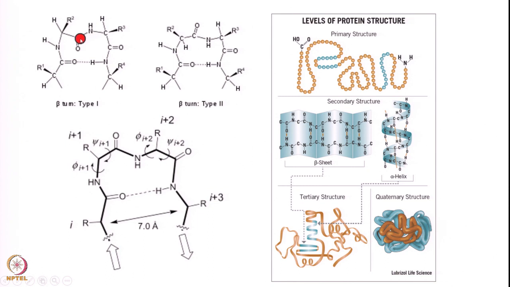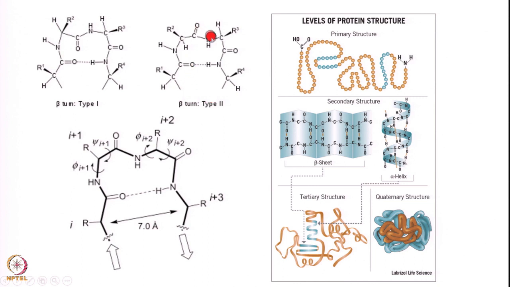Notice here the carboxyl of the second residue is pointing inside here and the NH is pointing outside. This is one configuration. This depends, as I said, upon the relative orientations, which are determined by certain kinds of torsion angles, which I will describe very soon. And in this case, this is called the type 1 beta turn. This is called the beta turn, and this is called a type 1 beta turn.